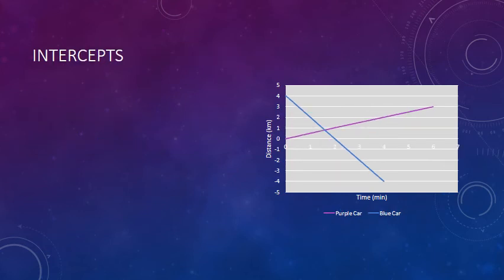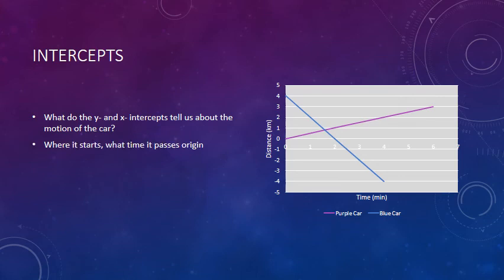The last thing I wanted to chat about is the intercepts of the graph. So we've got a purple car and a blue car here, and the purple car intercepts the distance axis, the y-axis, at 0, and the blue car intercepts the y-axis at 4. What that means is, those cars started at different spots. The purple car started at some place that maybe I defined as my origin, and the blue car started at some place that I defined as 4 kilometers away from my origin.